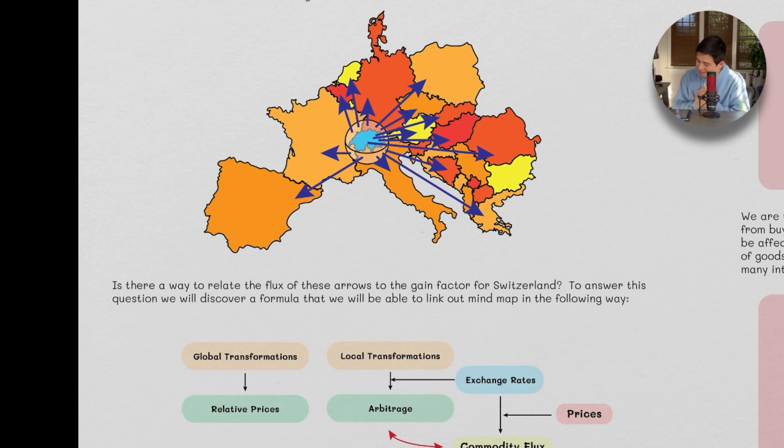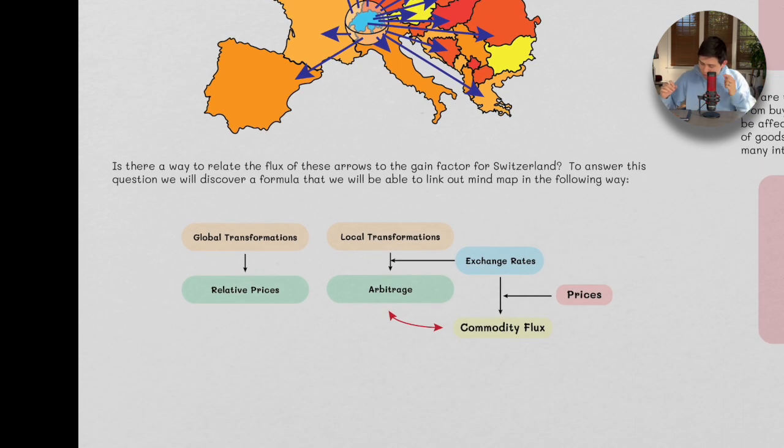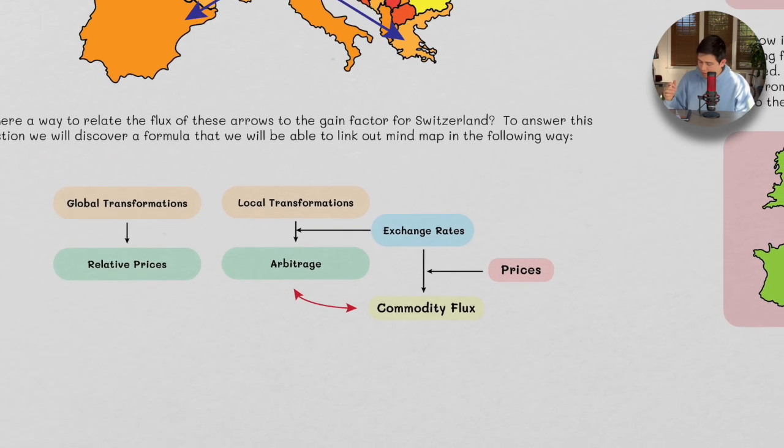Let's just keep on going. To answer this question, we will discover a formula that we'll be able to use to link our mind map in the following way. Again, we have our global transformations. What we want to do is find a link between the arbitrage and the commodity flux, and that's going to give us an idea of how the arbitrage changes in time.